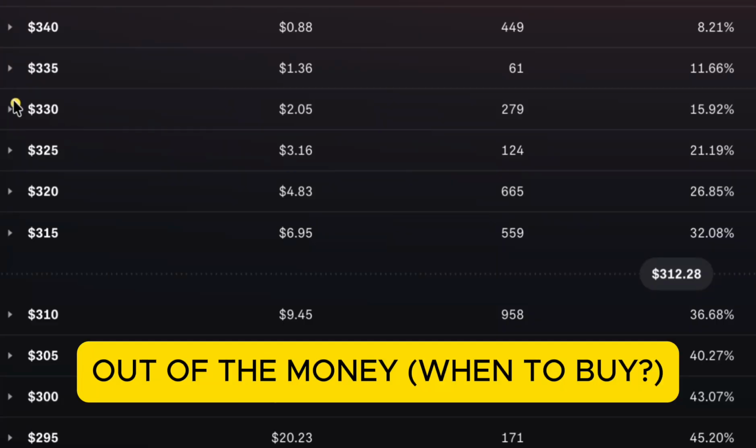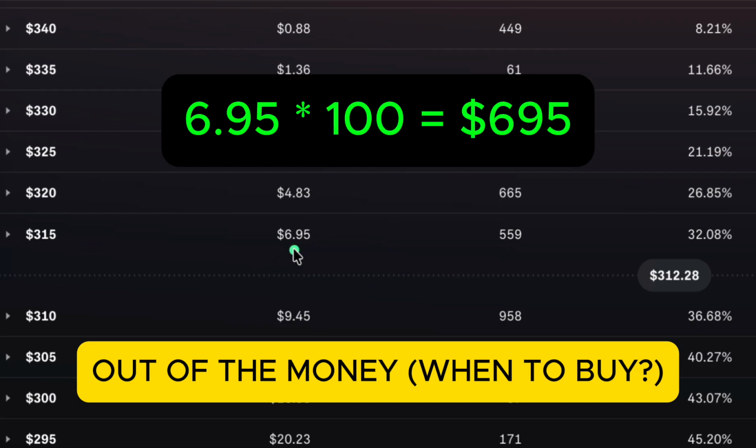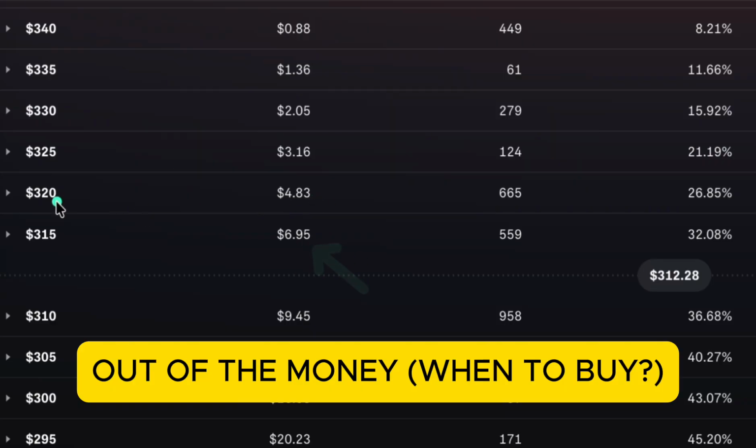We look at all the out of the money call options. Let's look first at 320. If you look at 320, the chance of profit reduces slightly to 26.85. But because the chance of profit reduces, even the cost reduces. So the at the money option was at $695. One option controls 100 stocks, so this is $695. Whereas 320 is only $483. So your initial risk is low, but then also your chance of profit is low.